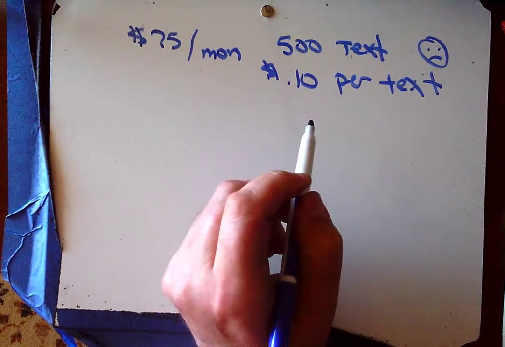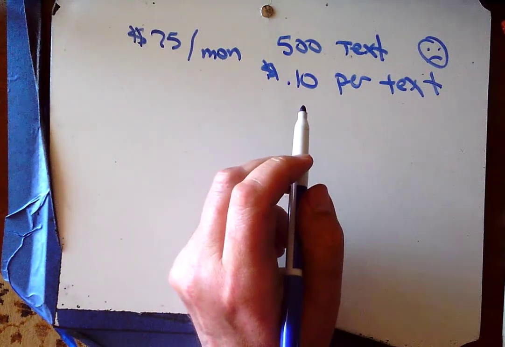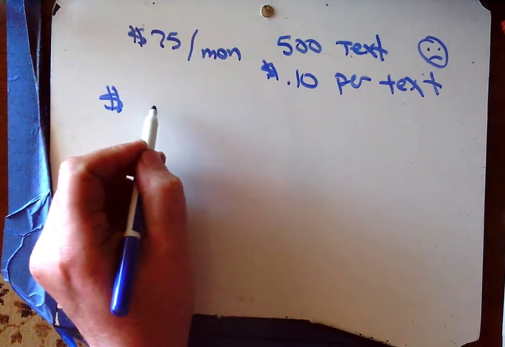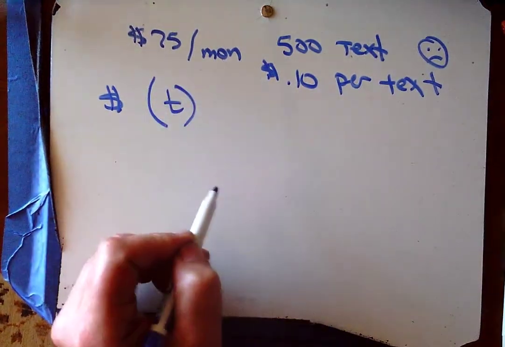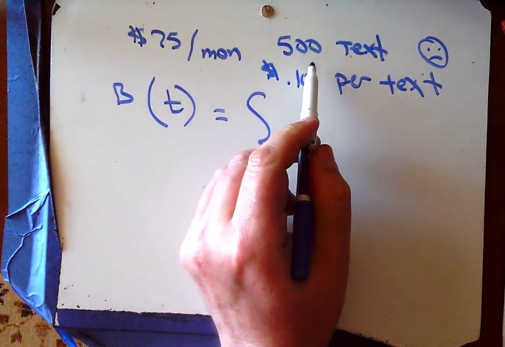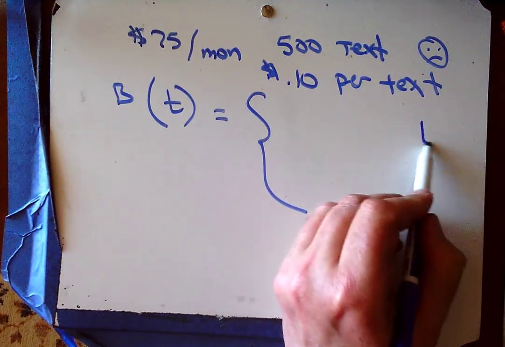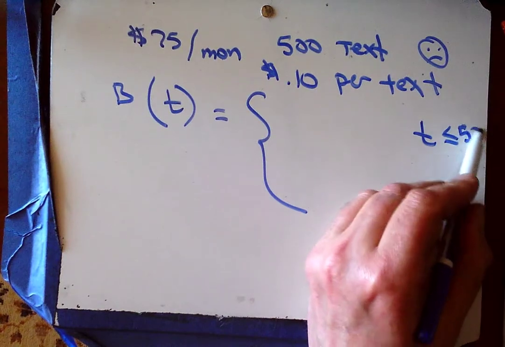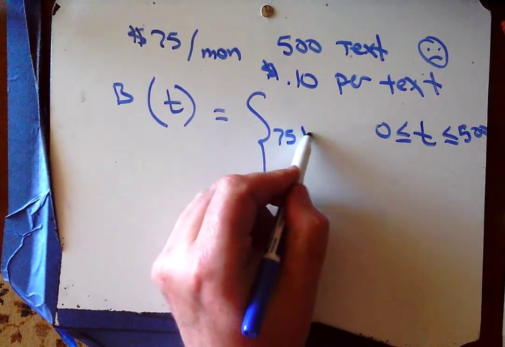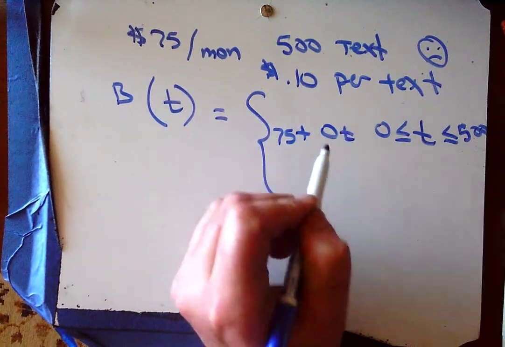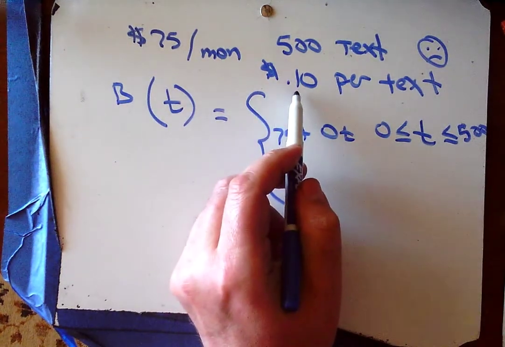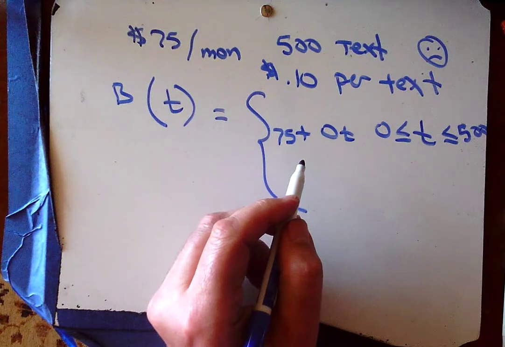Okay, so now it says here, write and graph a piecewise function that represents your phone bill as a function of the number of texts. So I want a phone bill as a function of the number of texts. And I see for the first 500 texts, so when t is between 0 and 500, I have to pay $75 a month plus nothing, right? I'm just paying that $75. But as soon as I make more than 500 texts, I've got to spend 10 cents after that.